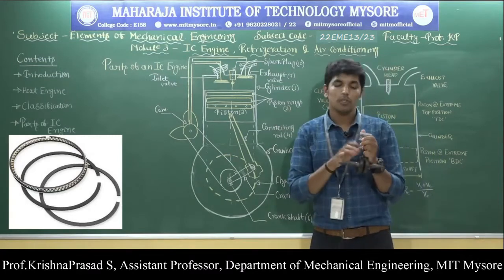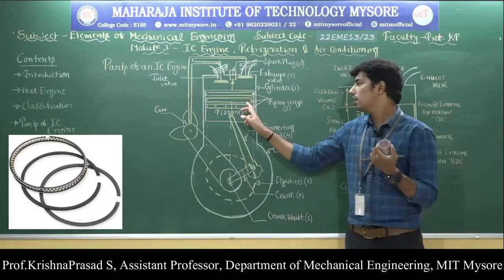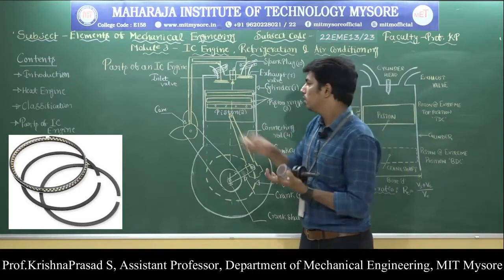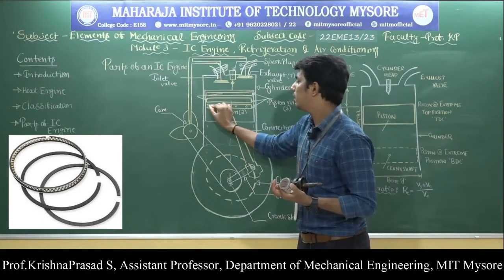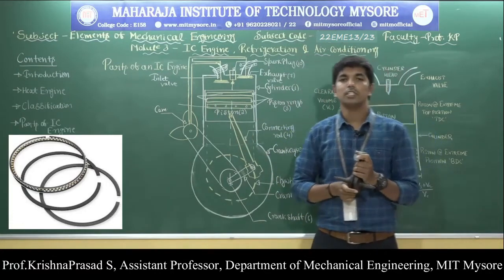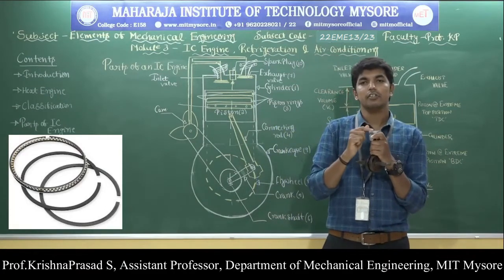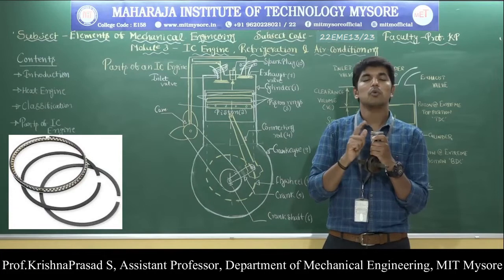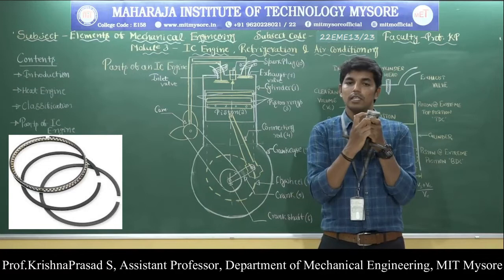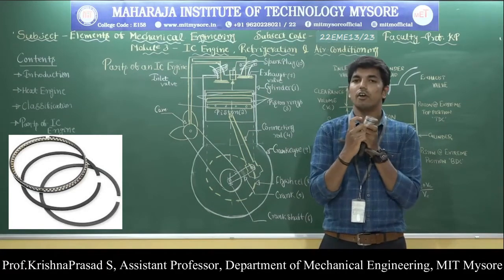Next, the third one: what is meant by the piston rings? There are two types of rings in the piston rings. The one is called the compression ring. These two are called the compression rings, and this one is called the oil ring. What is the main function of the piston rings? These piston rings are metallic rings inserted into the circumferential grooves provided at the top end of the piston. Observe here, in the piston, three grooves are provided, and the first two grooves contain the compression rings, and the third groove contains the oil ring.